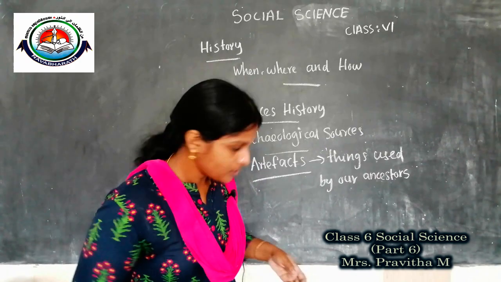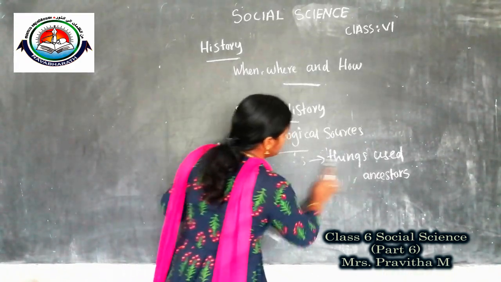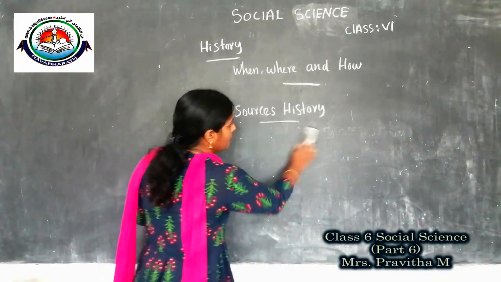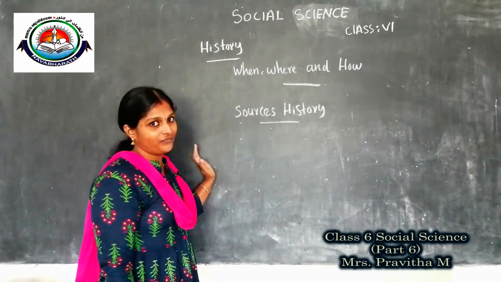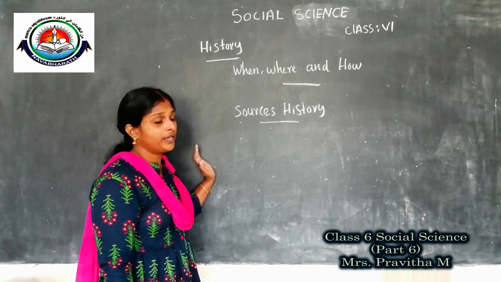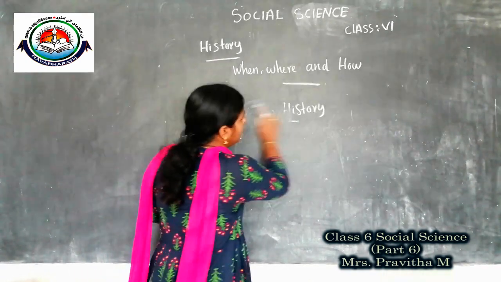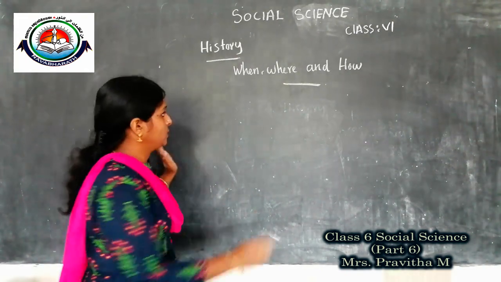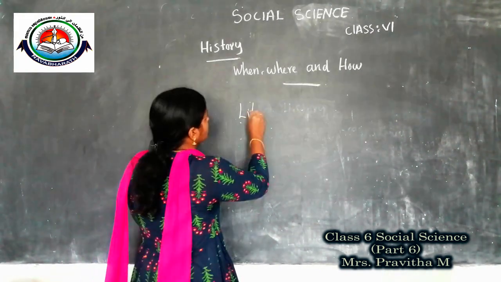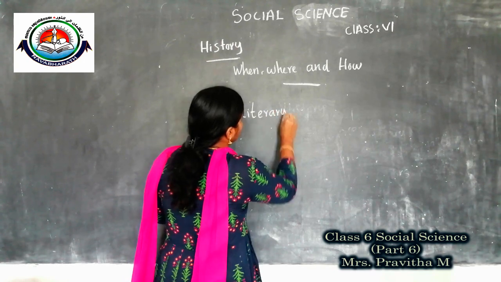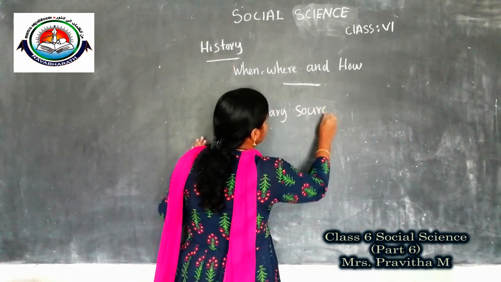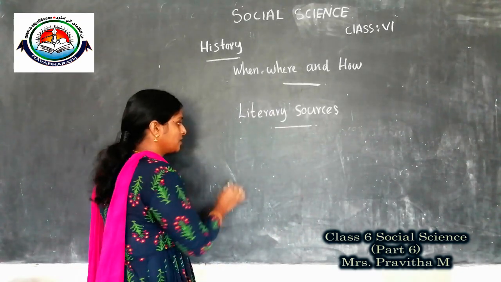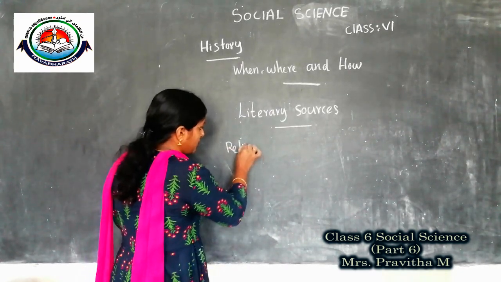So archaeological sources, children, we mainly discussed monuments, inscriptions, coins and artifacts. I explained each one, so read and study that portion. Now we will discuss what the literary sources are. Literary sources.